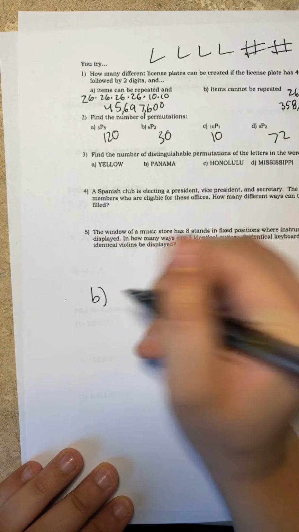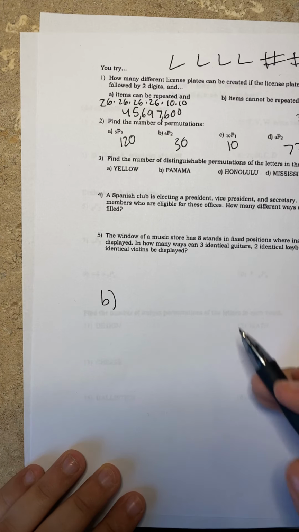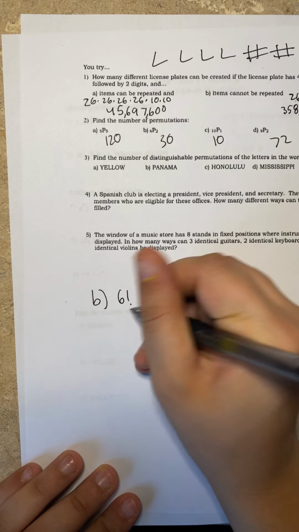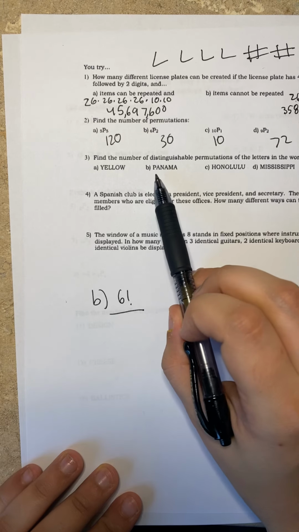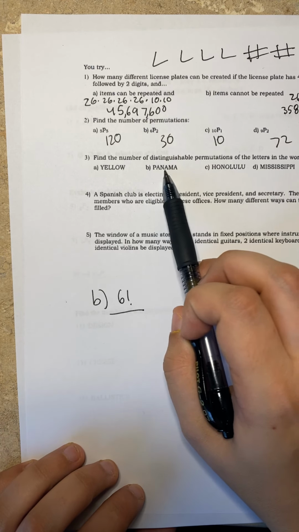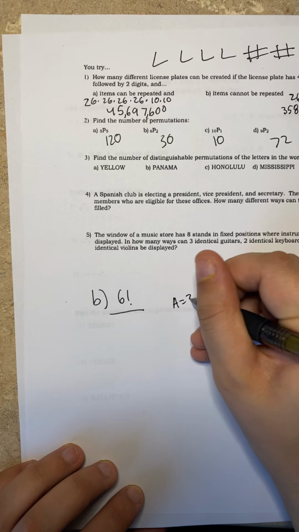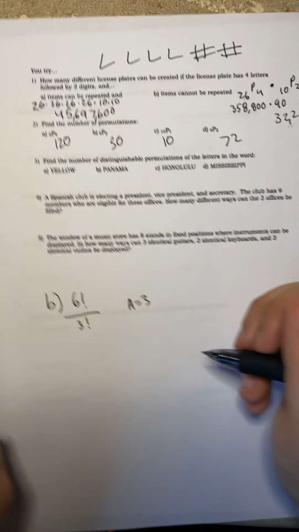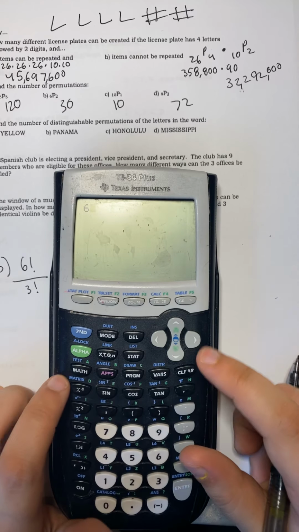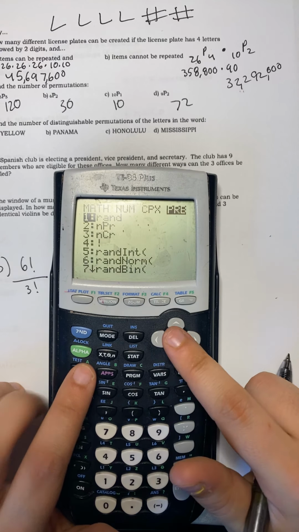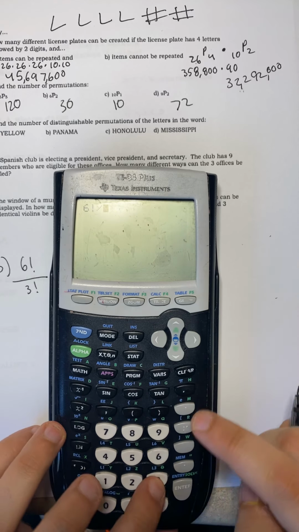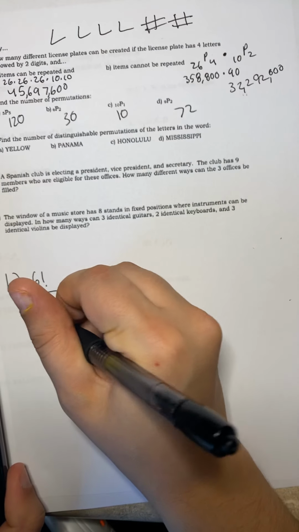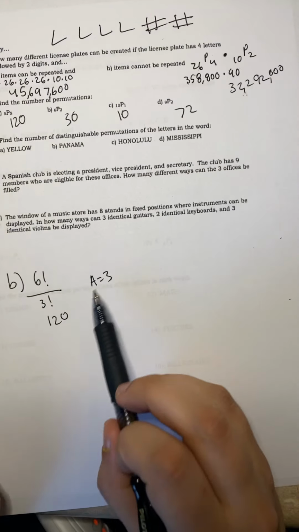So for letter B, with Panama, okay, Panama has 6 letters in it total, over, and then remember we have to take away all the letters that are repeating. So we have A that repeats 3 times. So that means that becomes 6 factorial over 3 factorial. So we do 6 factorial over 3 factorial to give you 120 options. Okay, so you just write out how many times you got a letter repeat.